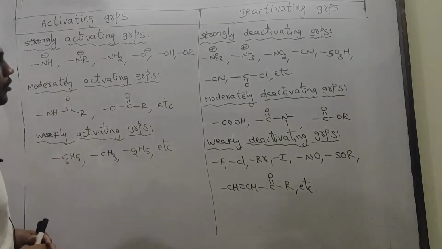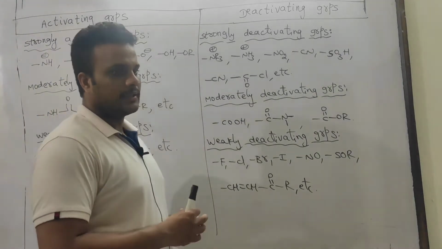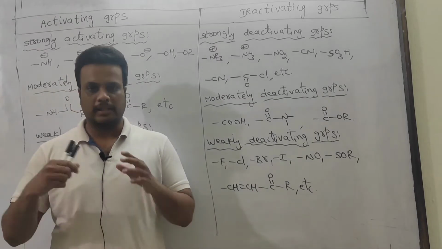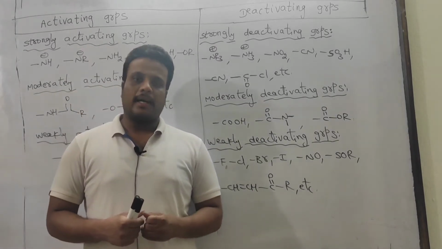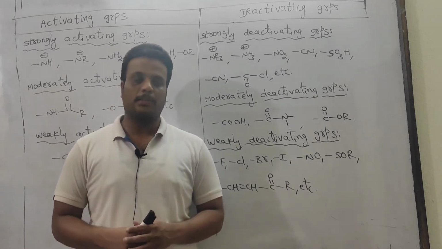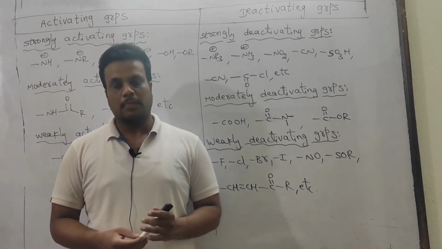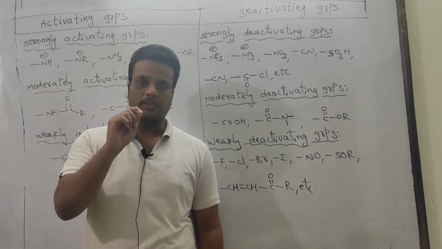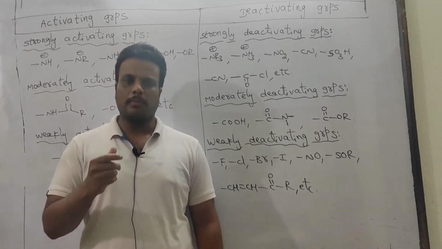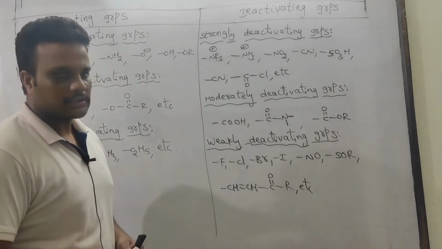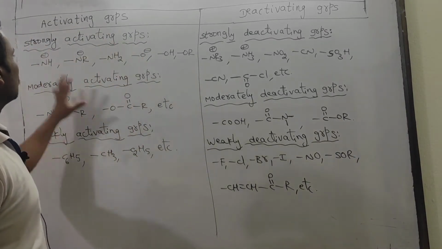First, we know groups are classified into two categories as per the resonance effect: plus R groups and minus R groups. I already gave you the best trick to recognize plus R and minus R groups. Plus R groups are those in which the atom directly attached to the conjugated system or benzene ring possesses at least one lone pair. All these are plus R groups.